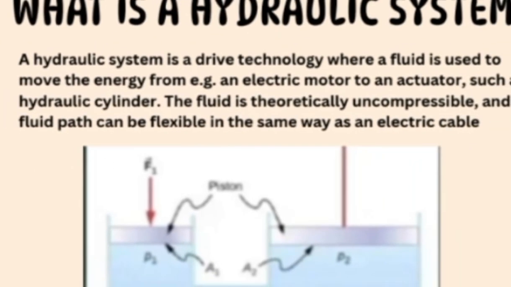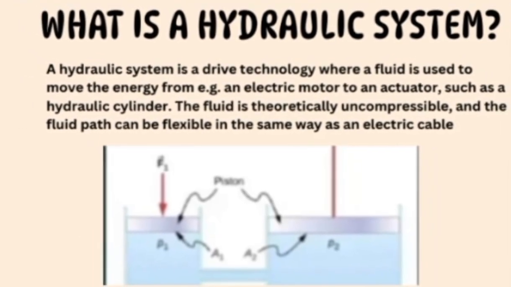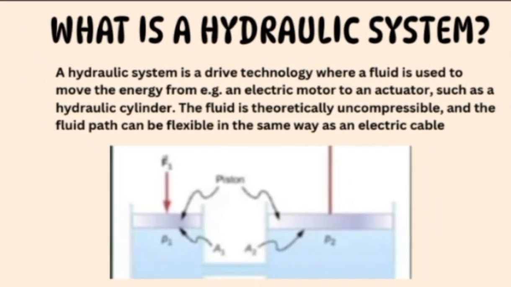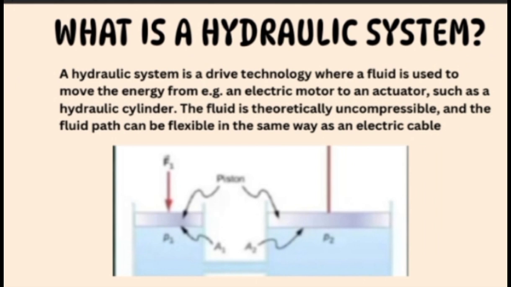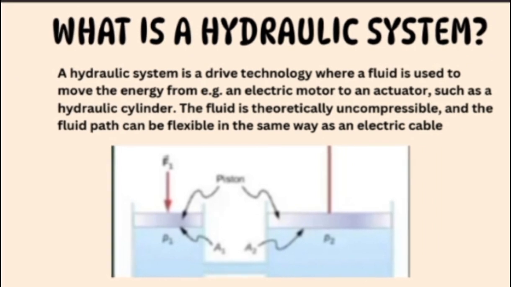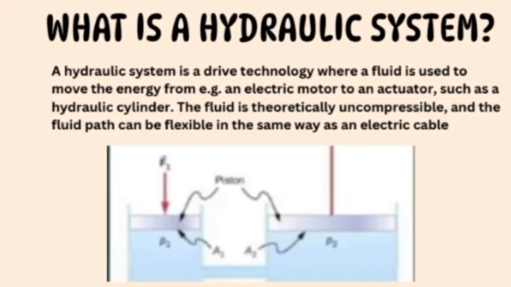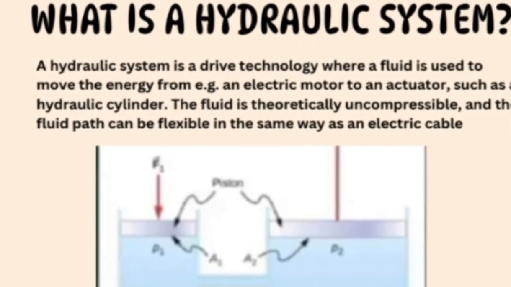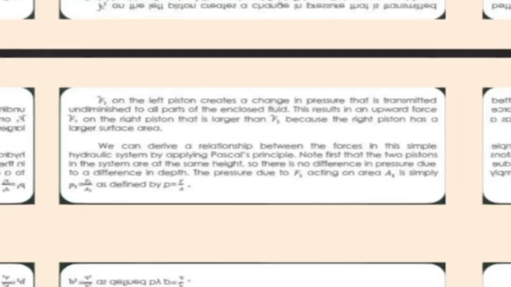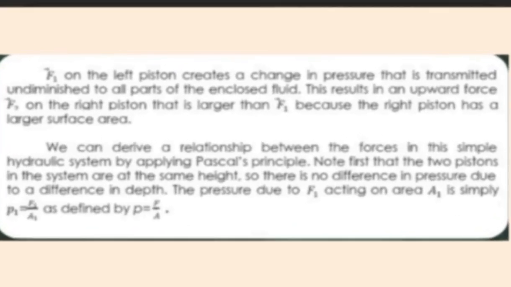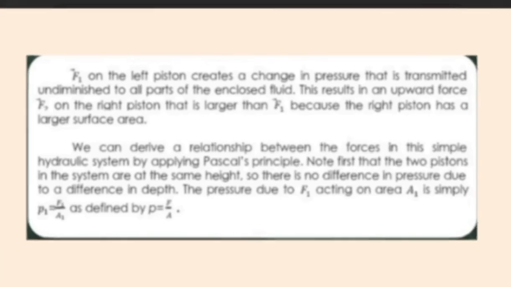So what is a hydraulic system? A hydraulic system is a drive technology where a fluid is used to move the energy from, for example, an electric motor to an actuator, such as a hydraulic cylinder. The fluid is theoretically incompressible and the fluid path can be flexible in the same way as an electric cable. Take time in reading this to understand the relationship between pressure, force, and area in a hydraulic system.